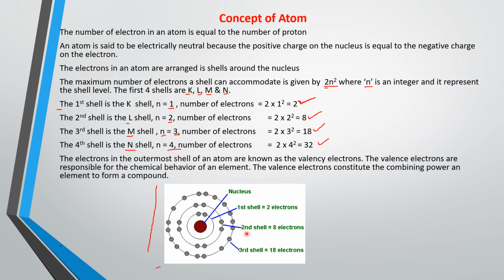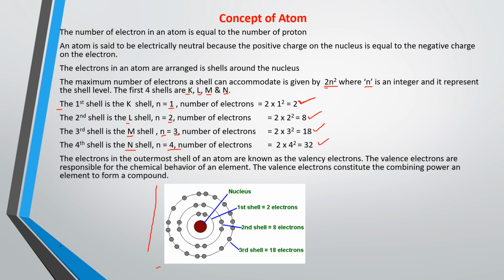All right. Now the outermost shell of an atom, or the electrons that are on the outermost shell of an atom, are known as the valency electrons. So assuming we have an element like sodium with atomic number 11.